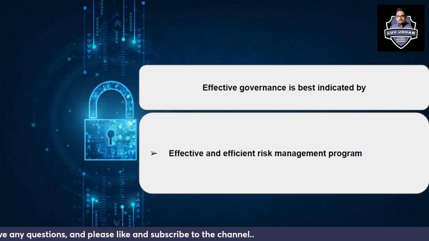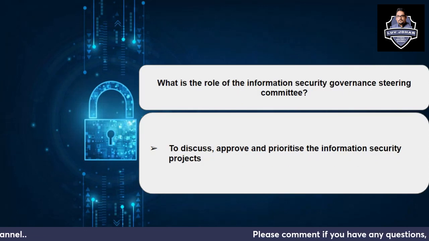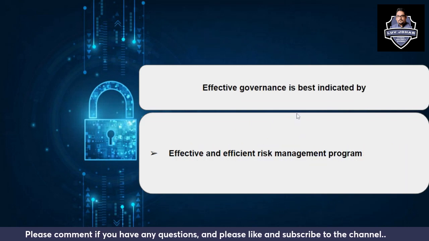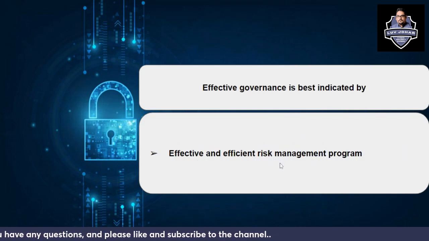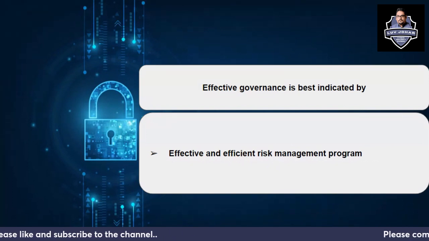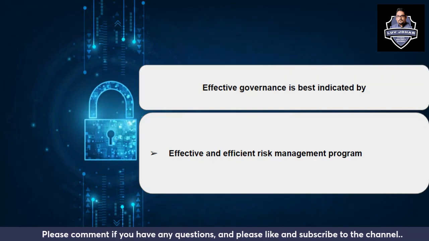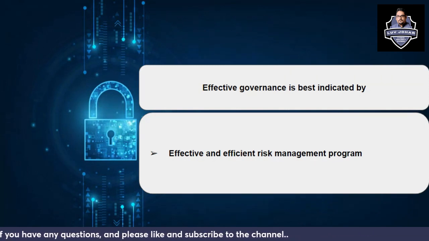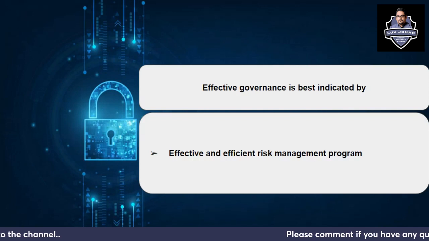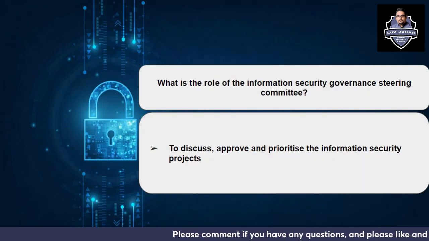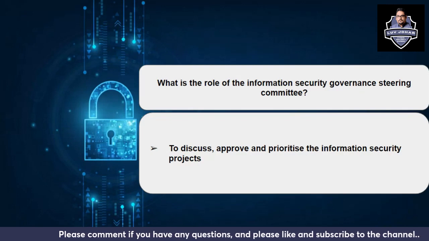Okay, effective governance is best indicated by an effective and efficient risk management program. So what it says is, when we prioritize and approve the projects, it is basically being done by an efficient risk management program only, because here the steering committee actually understands what the main risk areas, the high risk areas of the projects are, and accordingly prioritizes the projects, makes the decisions and approves them. So that's why effective governance is best indicated by an effective and efficient risk management program, which is being followed by the steering committee. Okay, so this question and this question are clearly related. Once you understand the concept, you will be able to understand what I'm trying to say.